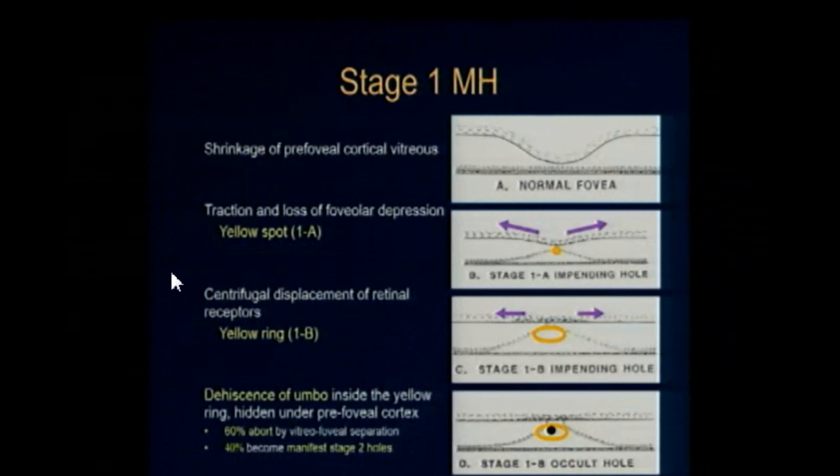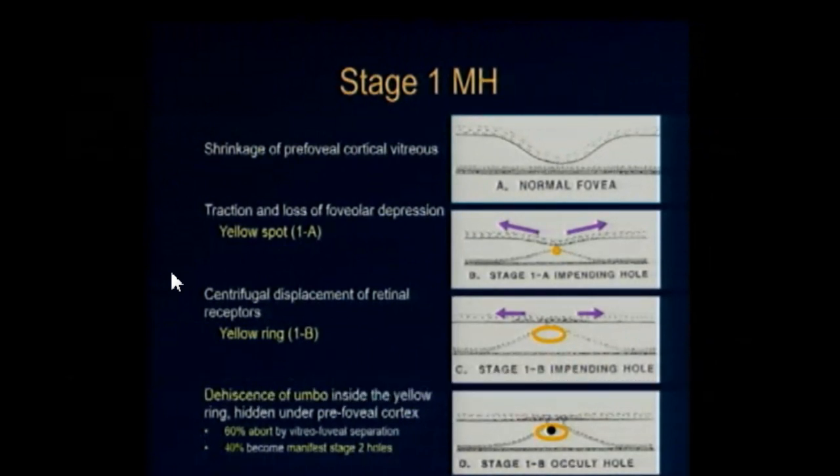Basically, the first stage is stage 1A. It's not a full thickness hole yet. It's an impending hole in which there is traction of the vitreous, and all that xanthophyll, the pigment that's in the inner retina, is going to accumulate. It's on the side of the fovea, but now that the fovea is pulled up, it is going to accumulate in the middle, giving you an impression of a yellow spot. This yellow spot, little by little, is going to enlarge. It's going to move centrifugally to become a yellow ring because of the increased traction. And then at one point, within this yellow ring, you will start to have a dehiscence, which is the stage 1B occult hole.